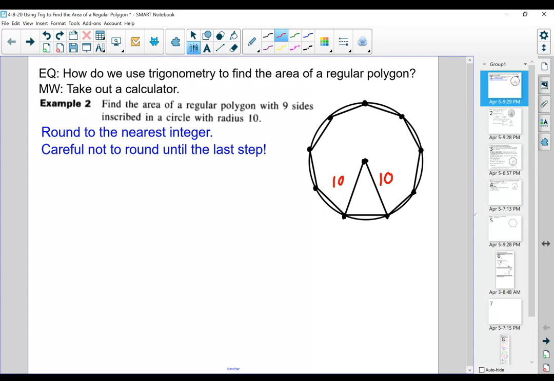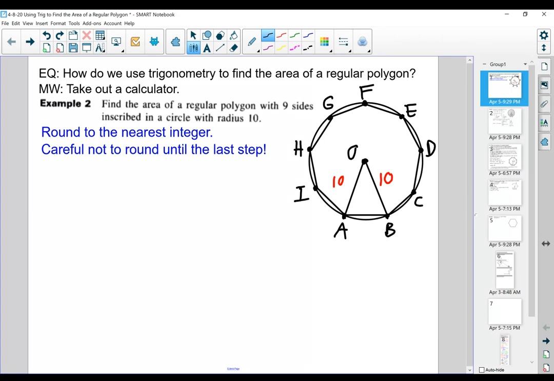And let's add some letters also. So we're going to call this nonagon A, B, C, D, E, F, G, H, I. And call the center O. So this is circle O that circumscribes the nonagon A, B, C, D, E, F, G, H, I.